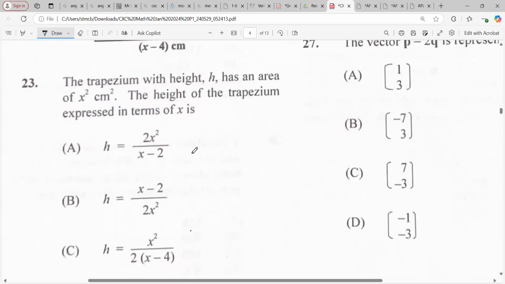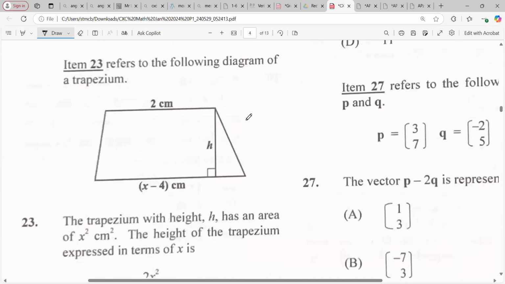All right. So the trapezium with height h has an area of x squared centimeters squared. The height of the trapezium expressed in terms of x is, so I could go back up to the diagram. All right, this is it, right? What would be the area in general? So the area would have been half of a plus b times the height. So I'm going to write that.